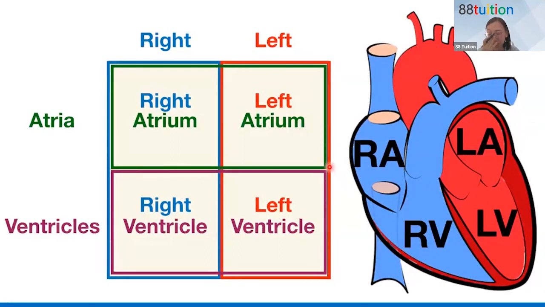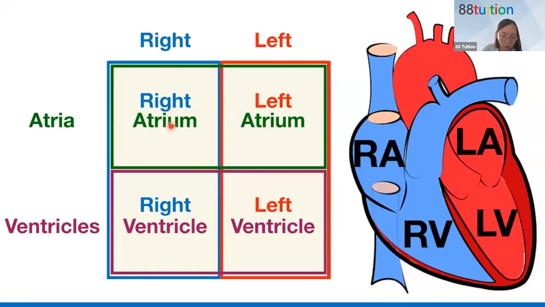Imagine you're a hospital surgeon. You're operating on a patient lying down on the bed. When the person is lying down on the bed and you open up the heart, this is what you see. This will be the patient's right atrium. This will be the patient's right ventricle. This will be the patient's left atrium. And this will be the patient's left ventricle. Is that okay? All right.